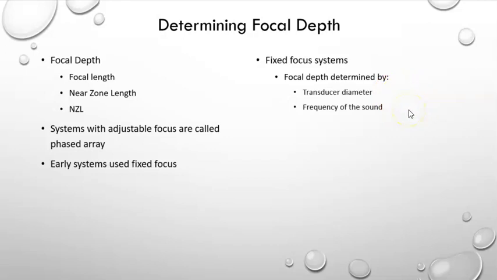This is for a fixed focus system such as what we are describing today. Systems that have adjustable focus are called phased array transducers or phased array systems. Okay. These we can adjust the focus up to a point. The early systems used a fixed focus, which had the focus solely determined by the transducer diameter and the frequency of the sound.